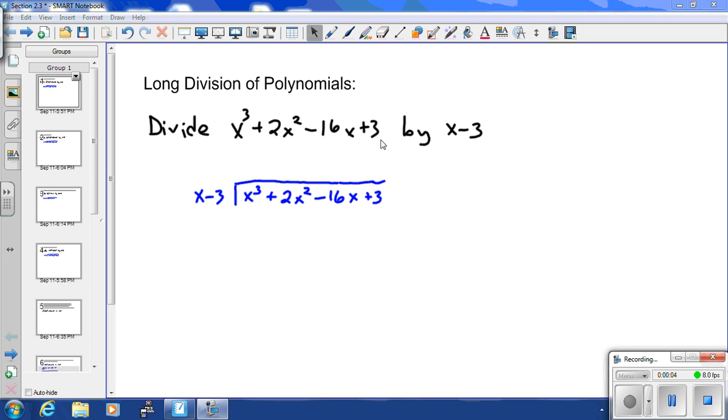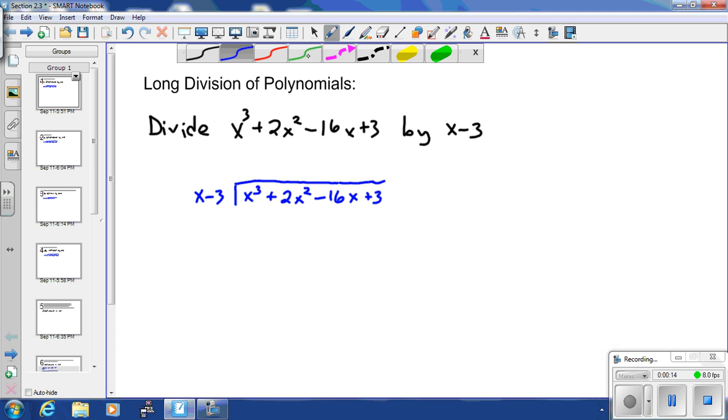Section 3, Chapter 2 begins. We're going to talk about how to divide polynomials. We'll do that with two different methods. The first one's going to be long division. This is going to be very similar to what you've done in elementary and middle school with dividing numbers, except now it's going to be functions.